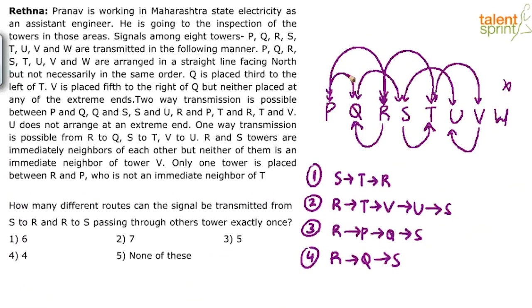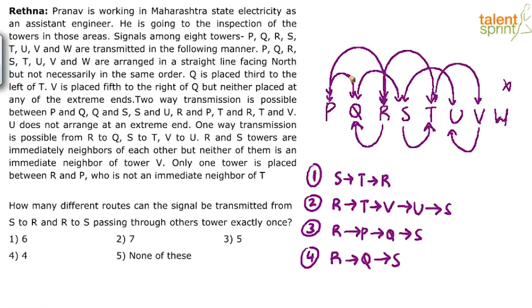Shiti says, I'm getting 5 connections. So what is the 5th connection? Oh, Shiti has got 5 connections. Hold on. Did we miss something? RQS, yes, we have considered. STR, yes, we have considered. SQPR, S to Q, Q to P, P to R. Oh, yeah. SQ, QP, and PR. We missed that.